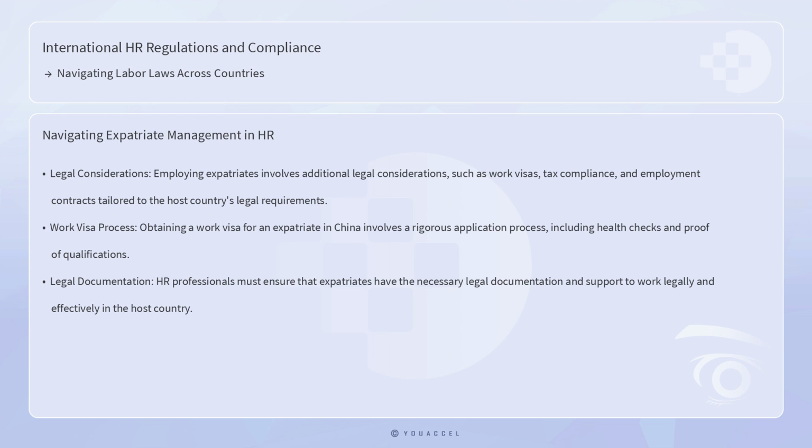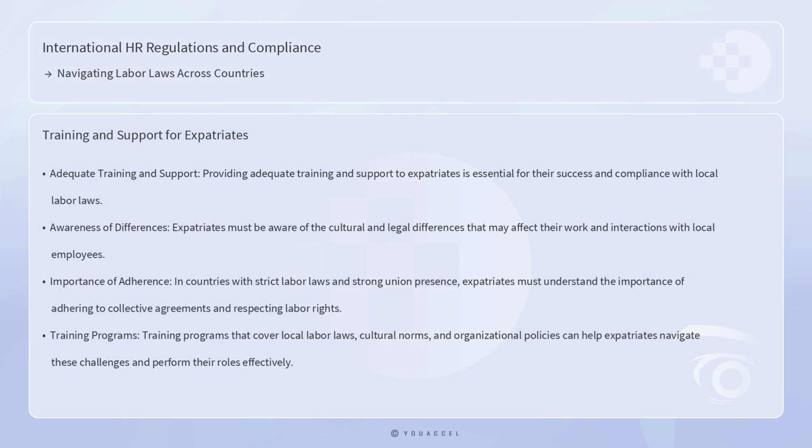In addition to understanding and complying with local labor laws, international HR professionals must also navigate the complexities of expatriate management. Employing expatriates involves additional legal considerations, such as work visas, tax compliance, and employment contracts tailored to the host country's legal requirements. For instance, obtaining a work visa for an expatriate in China involves a rigorous application process, including health checks and proof of qualifications. HR professionals must ensure that expatriates have the necessary legal documentation and support to work legally and effectively in the host country.